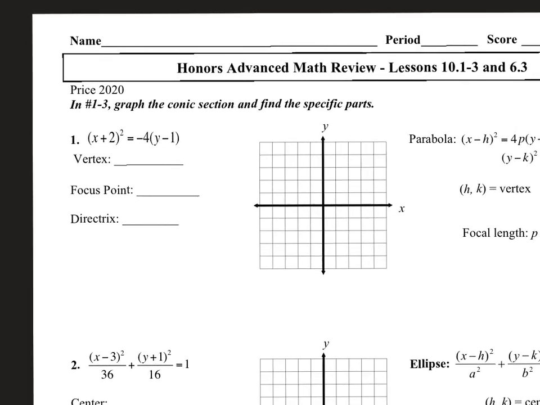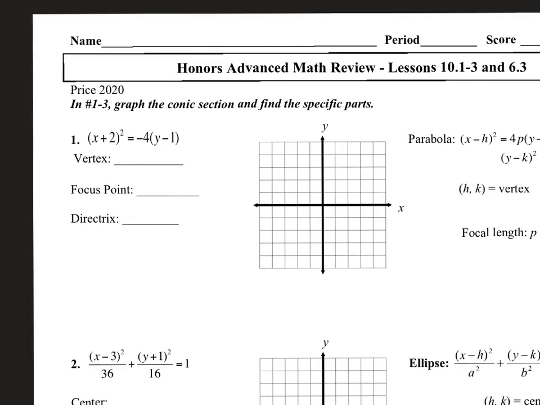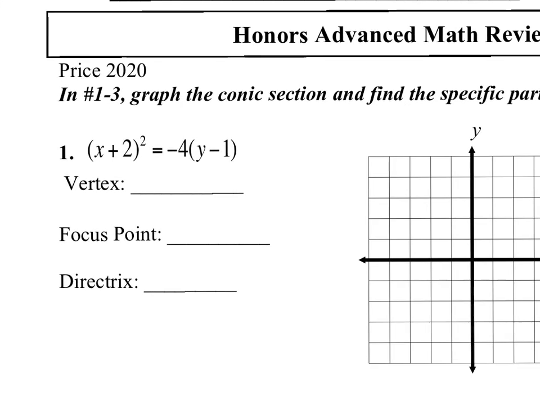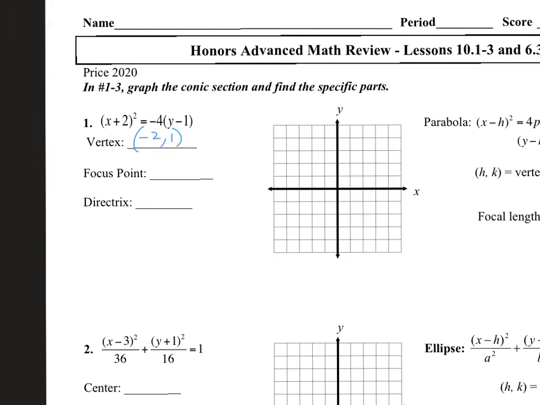We have a parabola. We can tell this is a parabola right away just by looking at it, because it only has one squared term here. The x is squared, not the y. And so let's start with the vertex. The vertex for this parabola is (-2, +1). It's always the opposites. So go over here and plot (-2, +1).